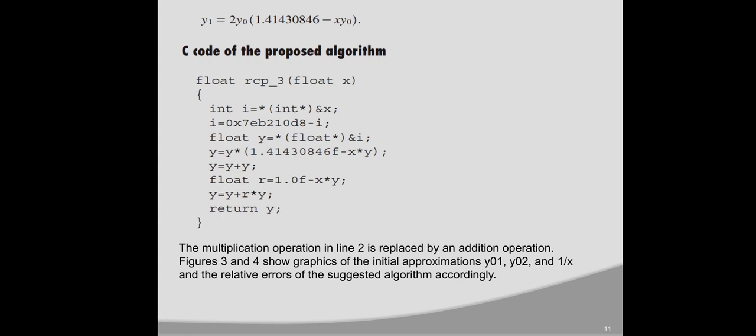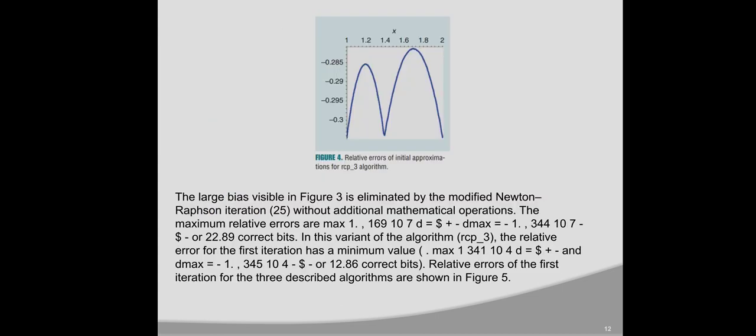The multiplication operation in line 2 is replaced by an addition operation. Figures 3 and 4 show graphically the initial approximations y01 and y02 and 1 by x, and the relative error for the suggested algorithm accordingly. The large bias visible in figure 3 is eliminated by the modified Newton-Raphson iteration without additional multiplication operation. The maximum relative errors are max 1.